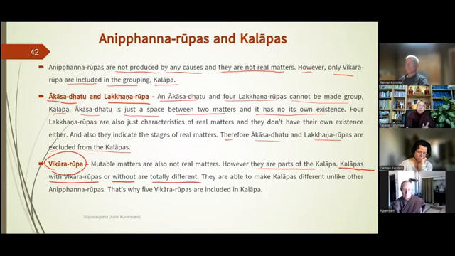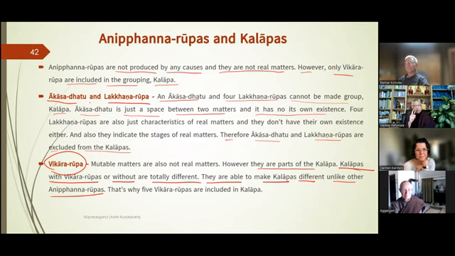If one Kalapa, or a group of material phenomena, is with the Vikara Rupa, their appearance or their situation is different, with and without, yeah. So they are able to make Kalapas different, unlike other Anipana Rupa, like Akasa Dhatu and Lakkhana Rupa. So that's why five Vikara Rupas are included in Kalapa. Yeah. So let's comment. You want to know this. How do you think? Is it clear? Understand? Processing? Okay.